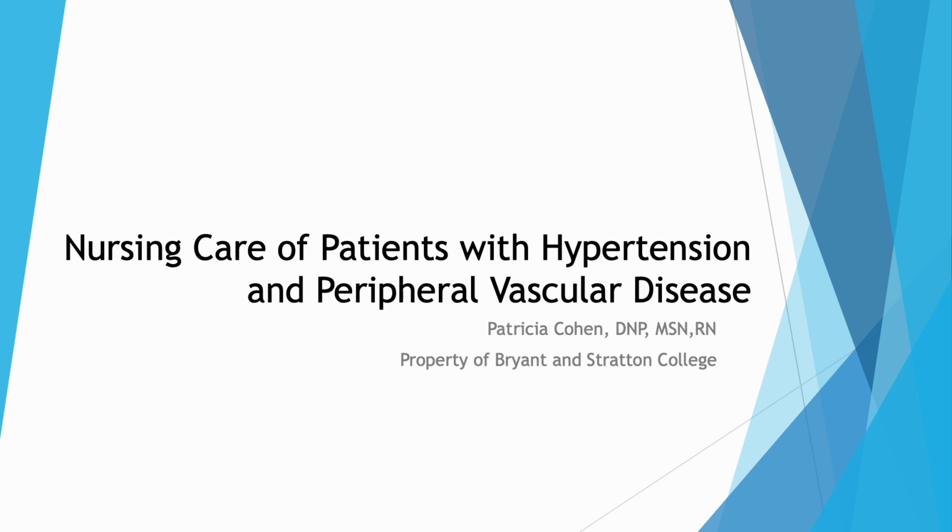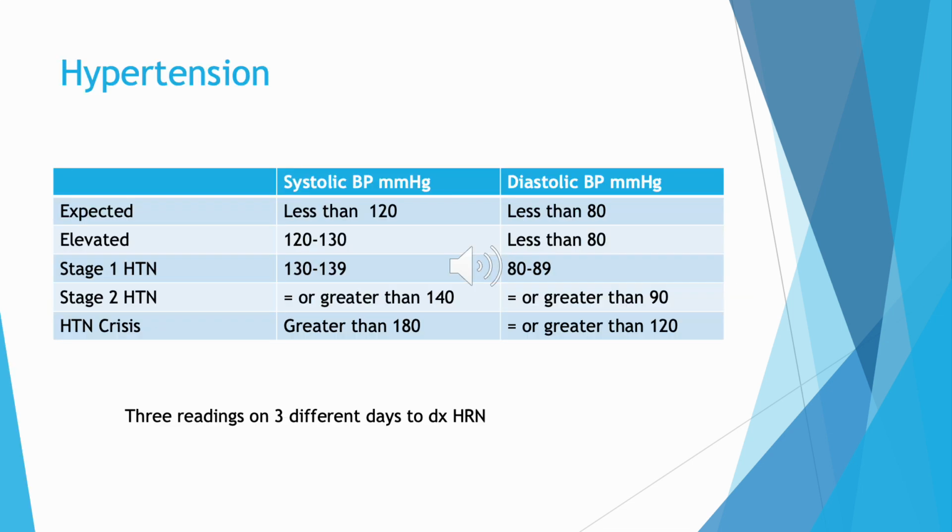Hello, this lecture is going to be about nursing care of patients with hypertension and peripheral vascular disease. The definition of hypertension has really changed in recent years, and so the American Heart Association came up with new categories of hypertension. First of all, people should have a systolic blood pressure less than 120 and a diastolic less than 80.